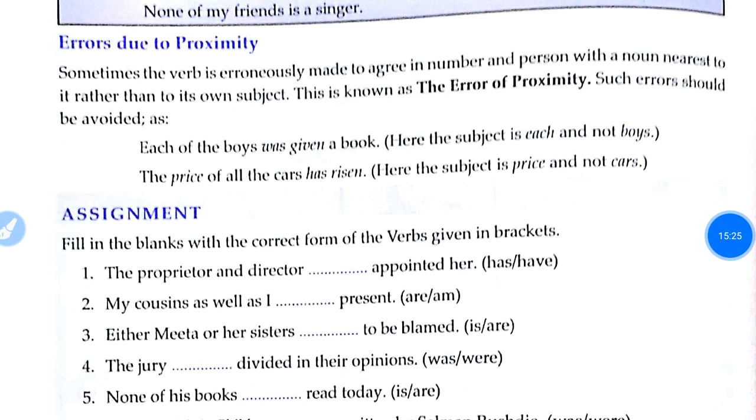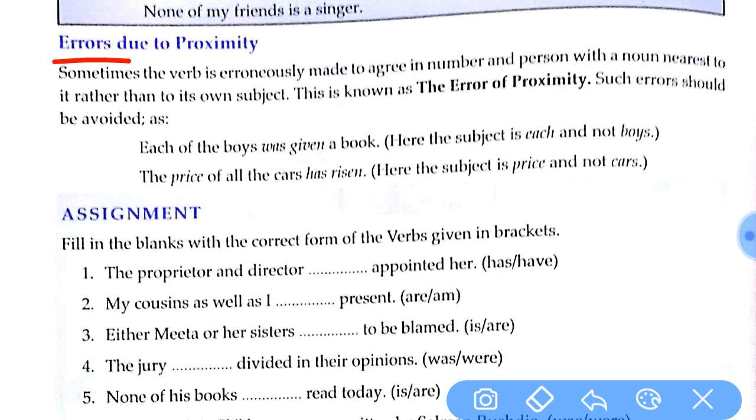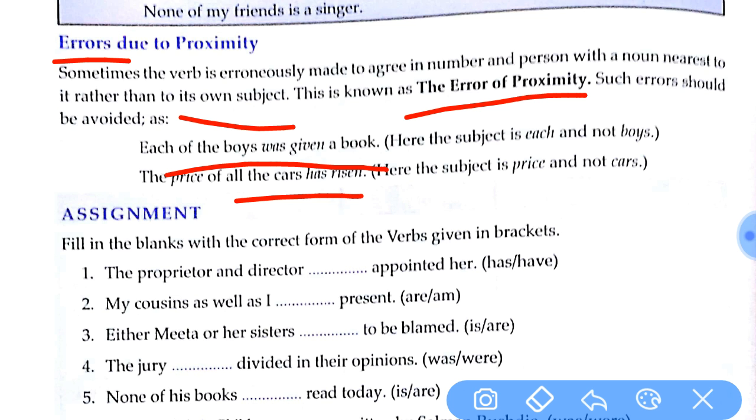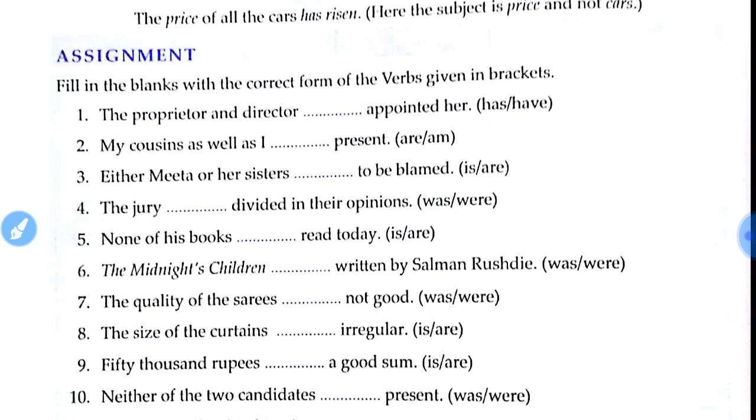Sometimes it so happens that some errors are made. So let's see what it means. Sometimes the verb is erroneously made to agree in number and person with a noun nearest to it rather than with its own subject. This is known as the error of proximity. Such errors should be avoided, as in: each of the boys was given a book. Here the subject is each and not boys. In the same way, the price of all the cars has risen. Here the subject is the price and not the cars. You must remember that.